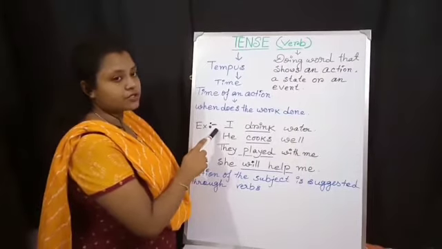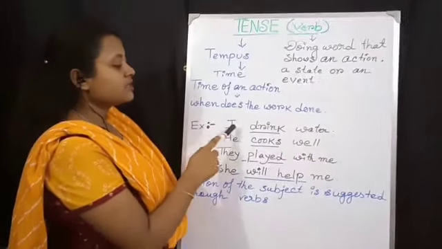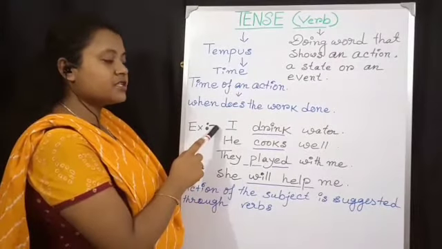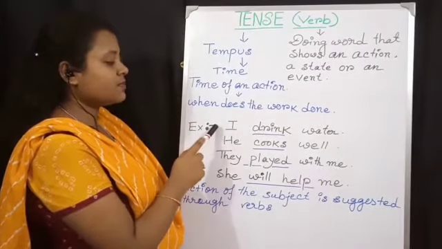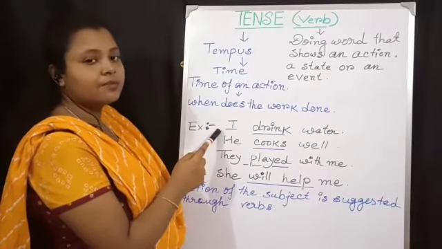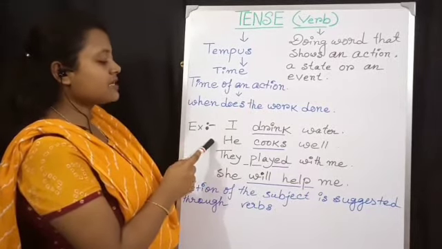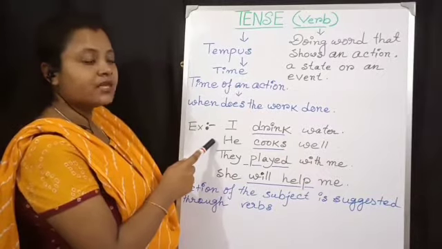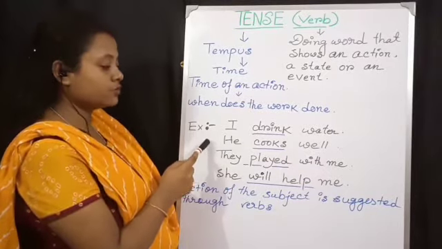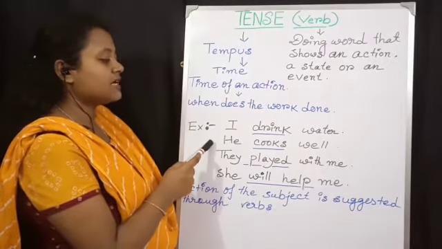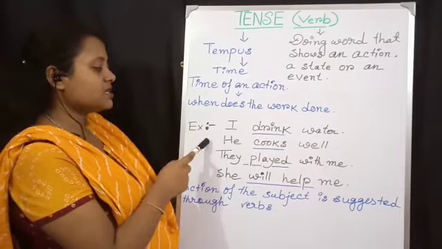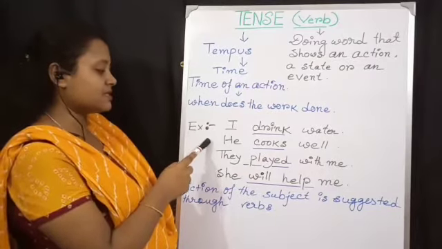I drink water. Here in this sentence, the word drink is a verb and it's written in the present form of the verb. Drink is the present form of the main verb. So it is an example of the present tense. Now come to the second sentence, he cooks well. In this sentence, cooks is also a doing word. So that's why it is a verb and it is also written in present form. So that's why it is also present tense.